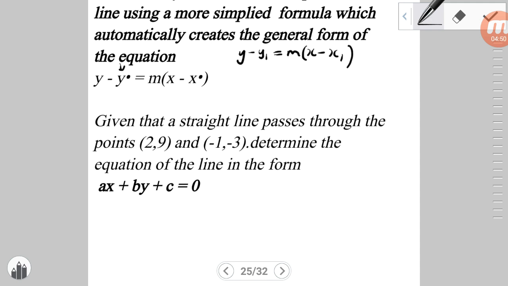So of course, naturally, the first thing that we have to do here is to actually label our points. So this is going to be here.